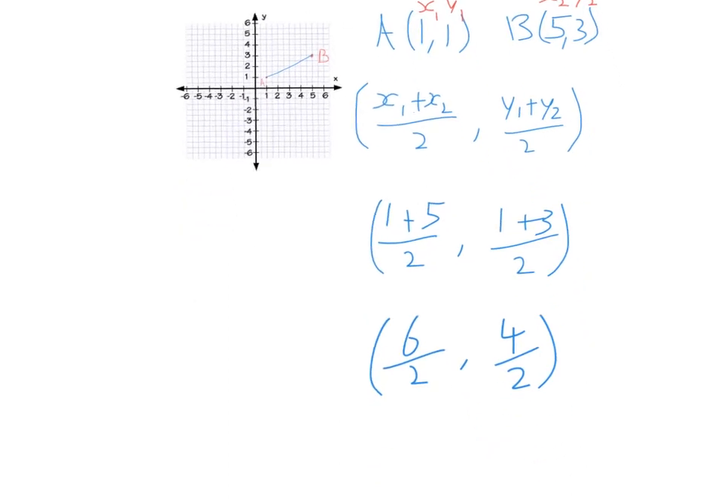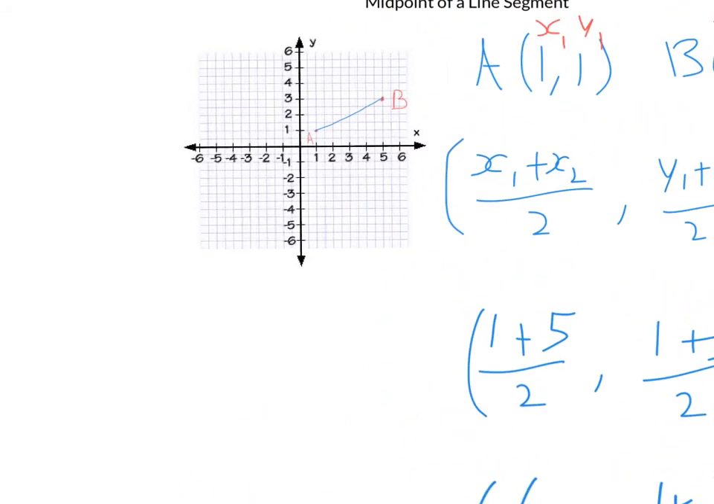6 divided by 2 is going to simplify to 3, and 4 divided by 2 is going to simplify to 2. So that gives us a point, the point 3, 2. So this should be the midpoint now of our line. So we'll just double check this now. This isn't something you need to do every time.